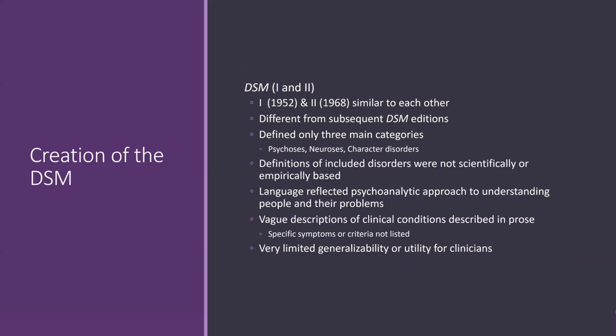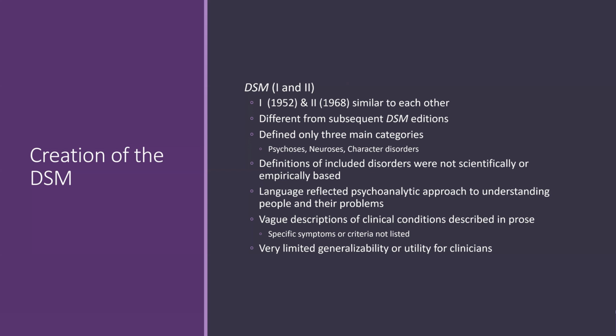And so the first DSM came out in 1952, and the DSM-2 followed in 1968. And these two versions were quite similar to each other, but they're quite different from subsequent DSM editions. So in the DSM-1, there were only 3 main categories. So we had psychoses, which includes all the psychotic disorders. We had neuroses, which would be emotional-based disorders such as depression and anxiety, and then character disorders, which are like modern-day personality disorders. However, these definitions of disorders were not scientifically or empirically based.